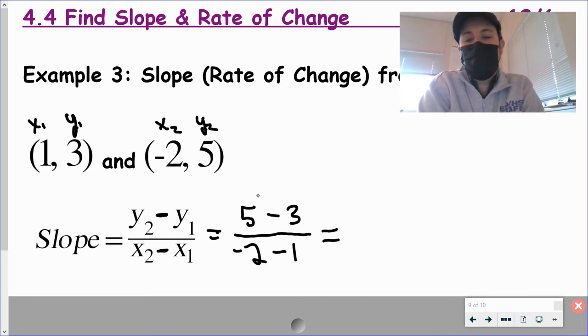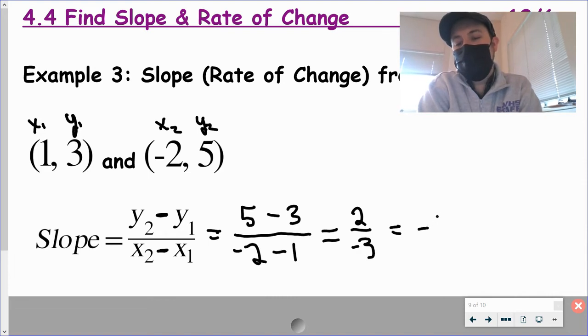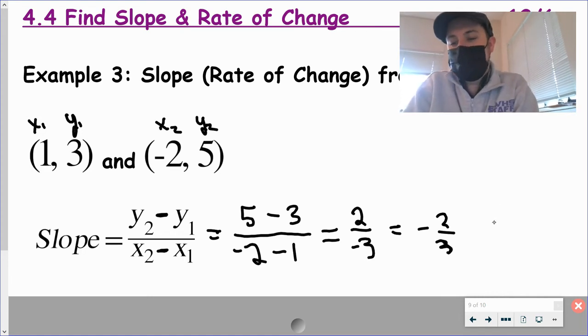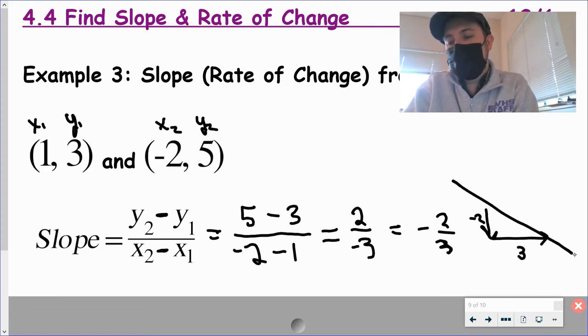All right, so simplifying. 5 - 3 = 2. -2 - 1 = -3. I'm gonna bring that negative out in front. It is a -2/3 slope. So this thing is going down 2 and over 3, down 2 over 3. So the slope would look something like that.